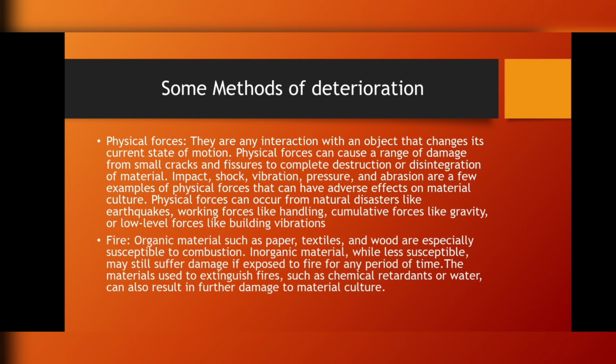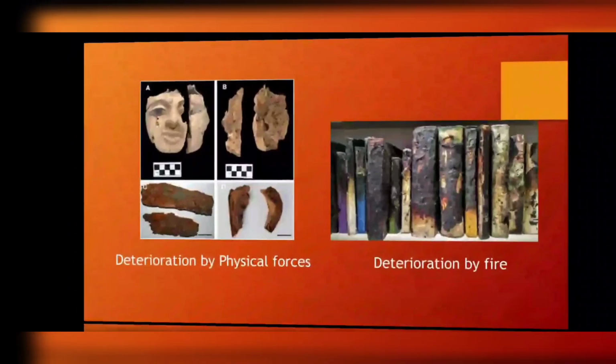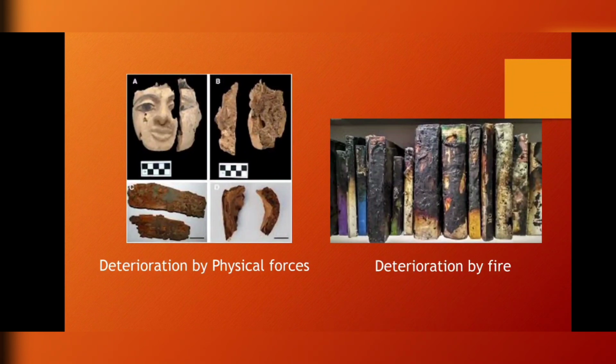Fire. Organic materials such as paper, textiles, and wood are especially susceptible to combustion. Inorganic material, while less susceptible, may still suffer damage if exposed to fire for any period of time. The materials used to extinguish fire, such as chemical retardants or water, can also result in further damage to material culture. Deterioration by physical forces and deterioration by fire.